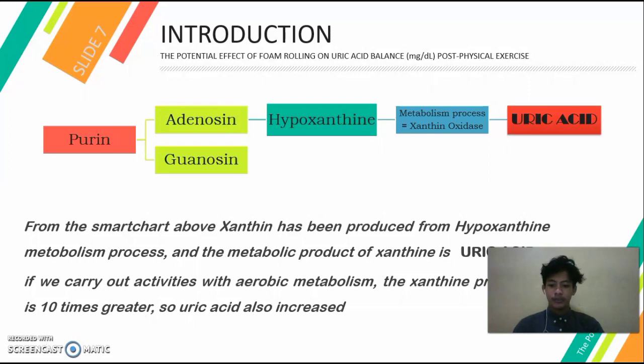Adenosine metabolism will result in hypoxanthine. Hypoxanthine is then metabolized to become xanthine, which is further metabolized into uric acid via catalysis by xanthine oxidase. Xanthine production becomes 10 times greater under aerobic metabolism mode physical training. Next.